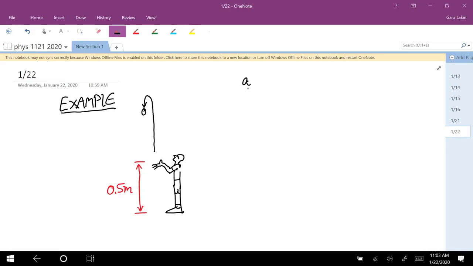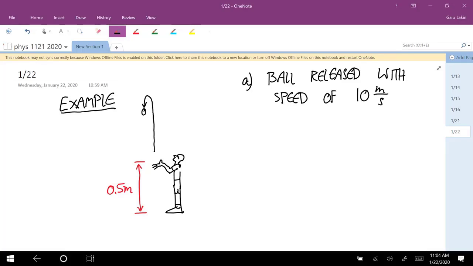And for the first part, let's say that the ball is released at the speed of 10 meters per second. So it's thrown at 10 meters per second up into the air. What's the height of the ball at its highest point?